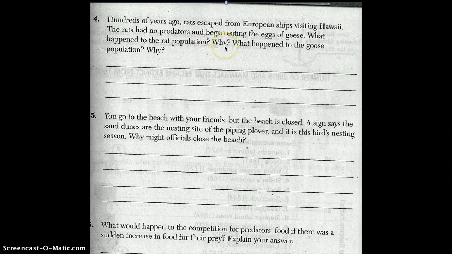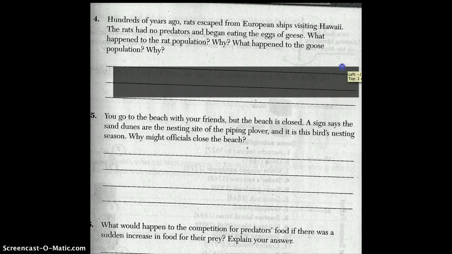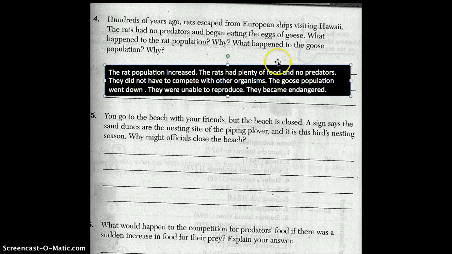So there's 2 questions that they asked us to explain. What happens to the rat population? Well, if they're not getting eaten and they have food to eat, they're going to increase. And I just explained why. What happens to the goose population? Well, they're going to decrease because now there's things eating their eggs. There's these rats.